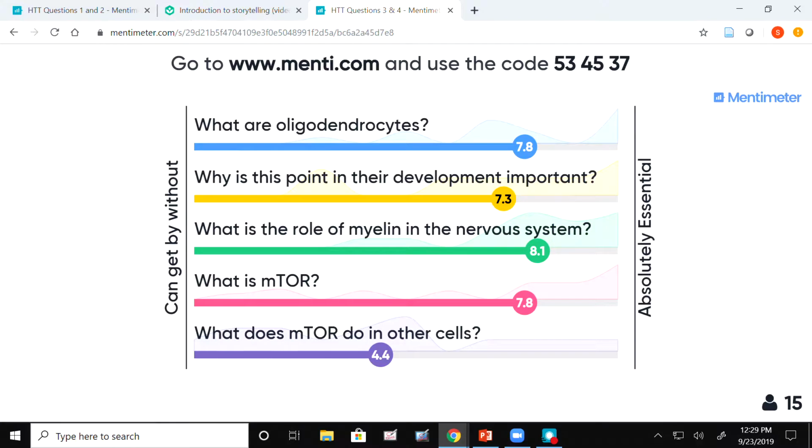Okay, so I think that we can agree that the top 4 questions are all going to be important for most audiences. Without knowing what mTOR is, it's going to be hard to get someone to care about the rest of the talk, right? If they don't know what myelin is, then oligodendrocytes aren't important. And if you don't know what oligodendrocytes are, well, then you're just like, what am I doing in this talk about these squiggly things? What's interesting is the value of what does mTOR do in other cells. I think that there is one audience that would want to know that information. Can you think of an audience who would want to know that? Research community. Search committee?